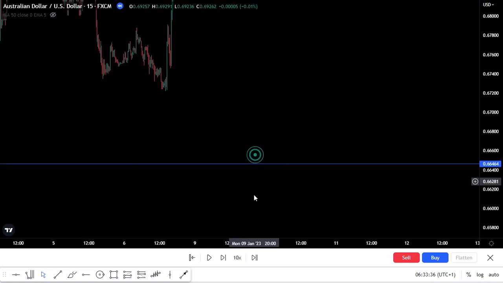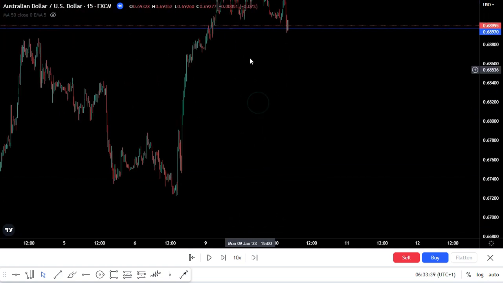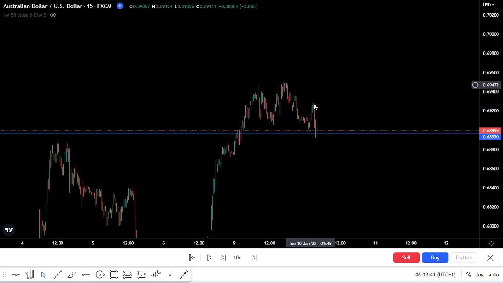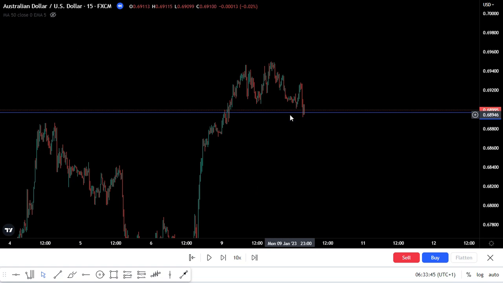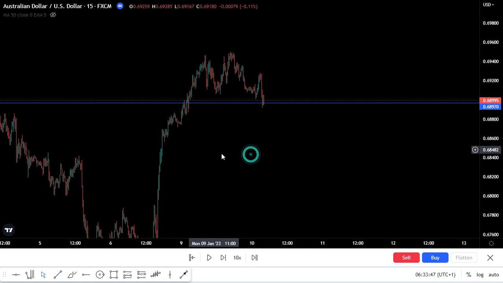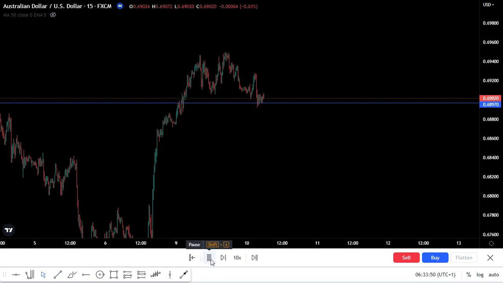So we have the support line, we have the resistance, but the price has broken out of our resistance level. So we want to be paying attention to whatever the price is doing around here, not just the line. That's my point here. Okay, so we play and see.